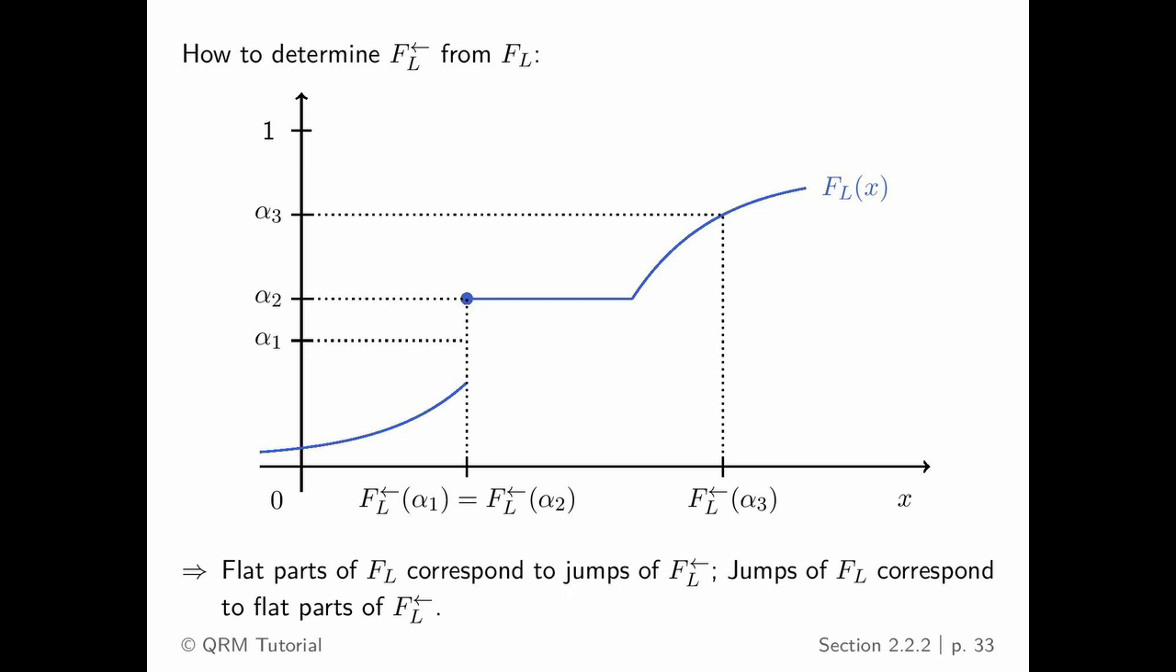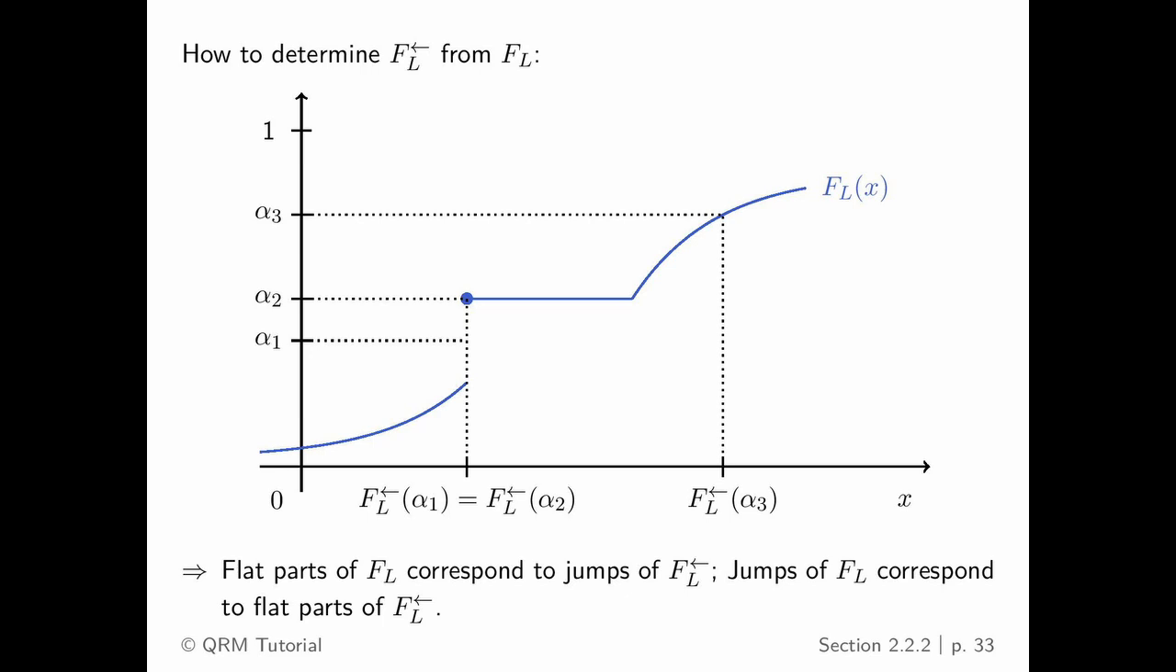So this means that whenever f is flat, like here, the generalized inverse will jump, because when you go from alpha 2 to alpha 2 plus epsilon, then you're immediately ending up somewhere to the right of this point here. On the other hand, whenever you have a jump in F_L, so a point mass, the generalized inverse will stay constant, because whenever you vary alpha from here up to this alpha 2 here, the quantile function will always be constant.